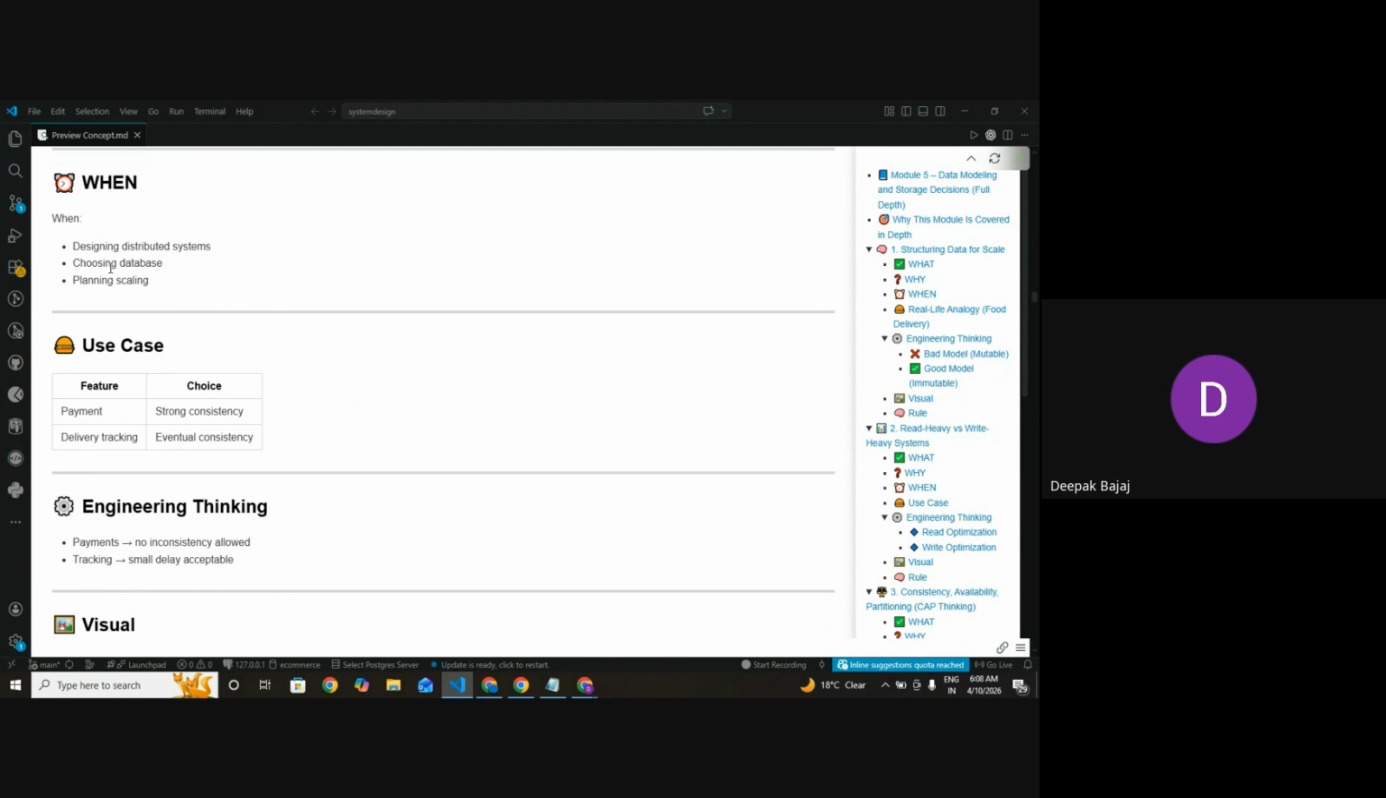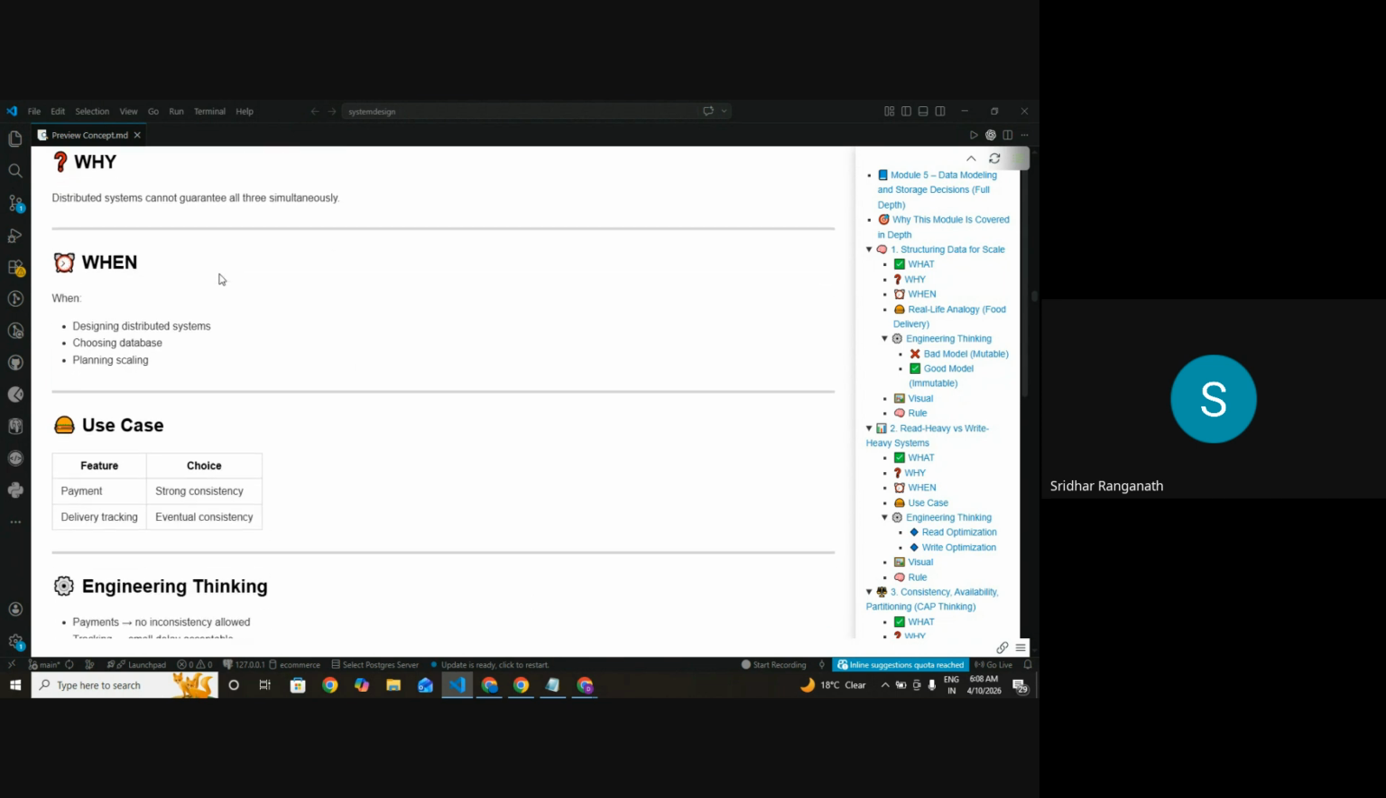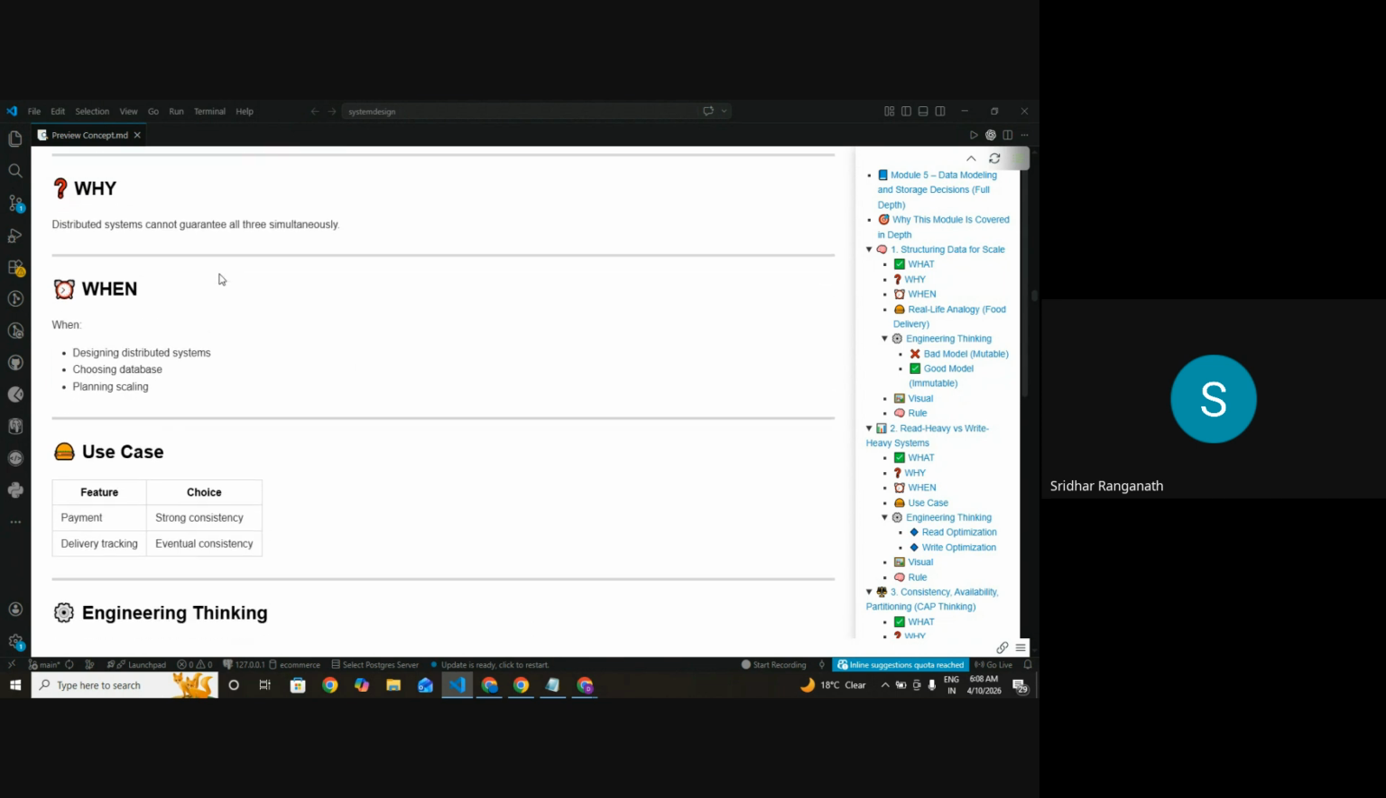Design distributed system, choosing database, planning, scaling. But here, Deepak, when you say choosing database, I should know the pros and cons or the features of a database. Only when I know all these things can I make a decision. For example, we have Oracle database, or NoSQL nowadays, and then DynamoDB, Redis maybe.